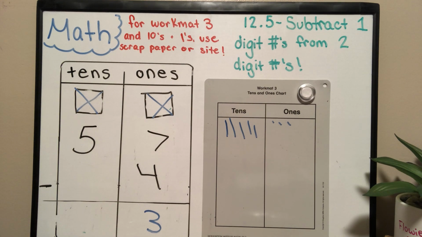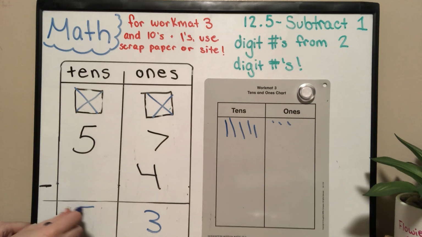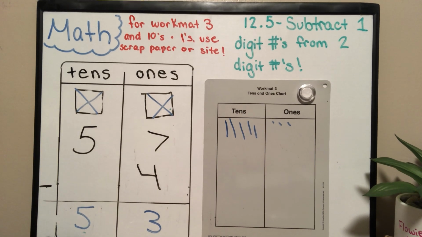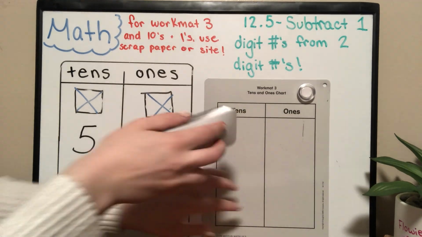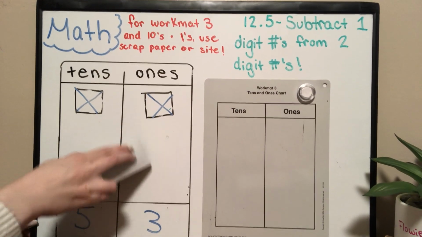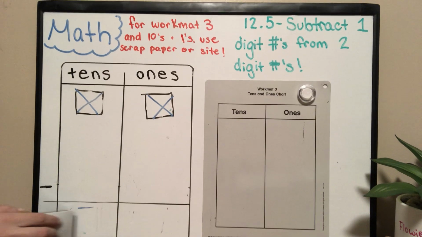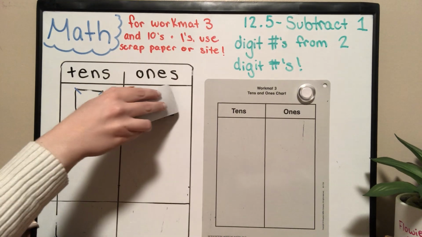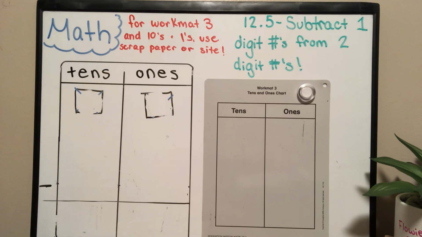5 take away nothing equals, wonderful, 5. So our answer for number 3, yes, number 3, is 53. Awesome job. We're moving a little faster now because I'm starting to feel like you're getting the hang of this. I know it's different, but different isn't always bad. I'm crossing those out the best I can.